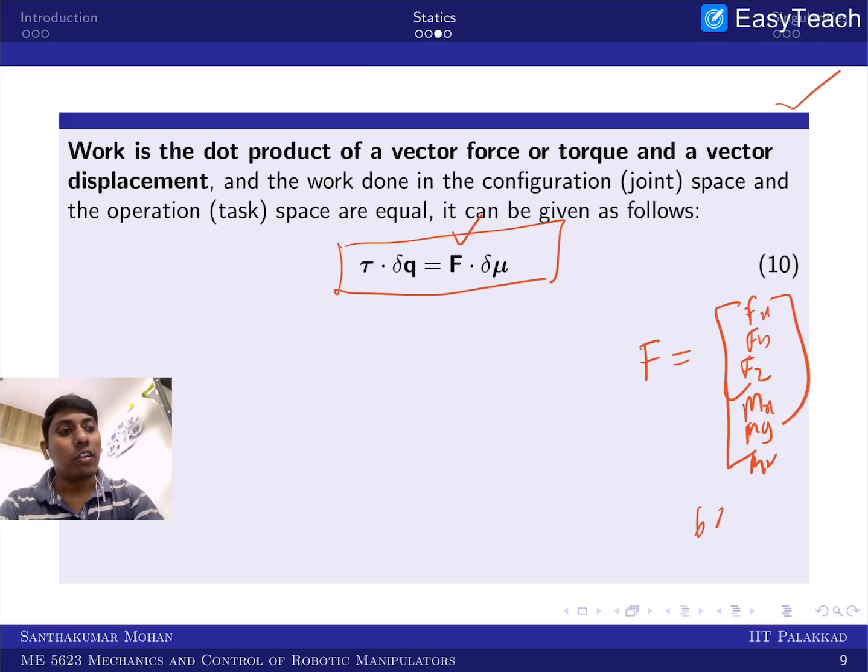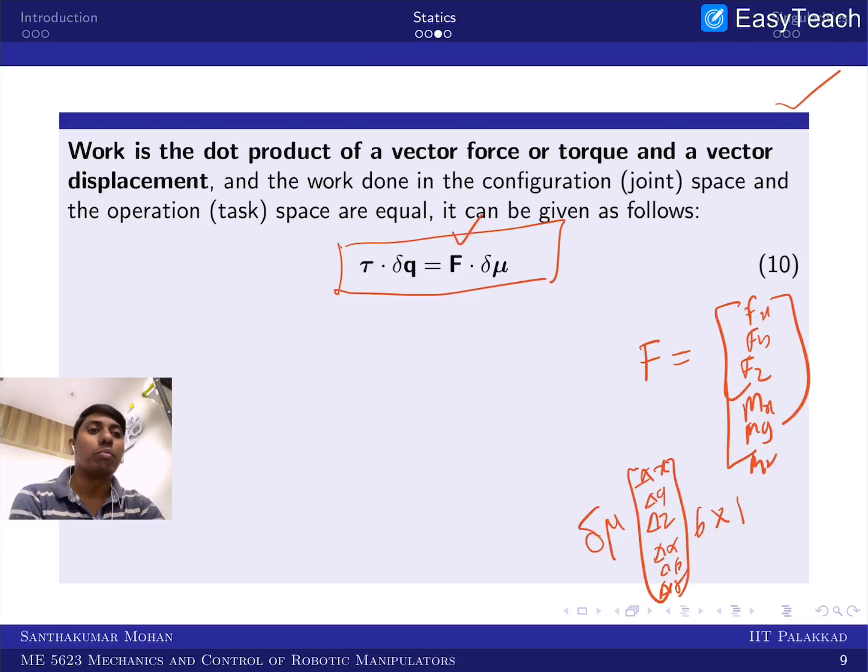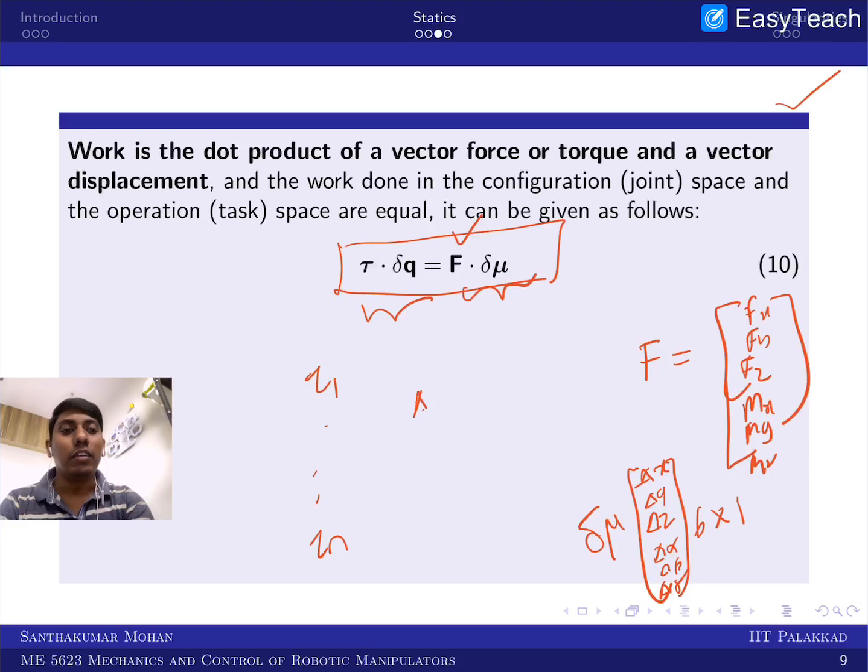This is 6 cross 1, and delta mu is the change in displacement, that is delta x, delta y, delta z, and delta alpha, delta beta, and delta gamma. That is also 6 cross 1. So this is the work done at the operational space. The work done at the configuration space would be tau 1 to tau n, and delta q I can write as delta theta 1 to delta theta n, if I assume that all joints are rotary joints.